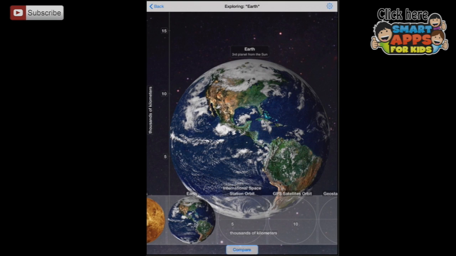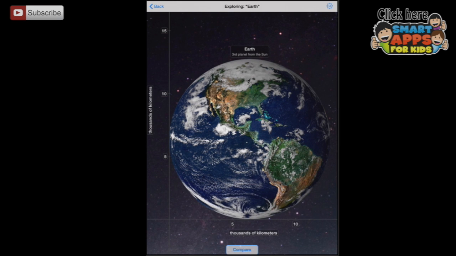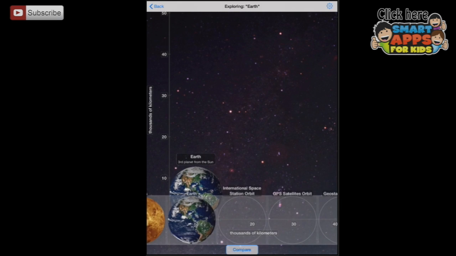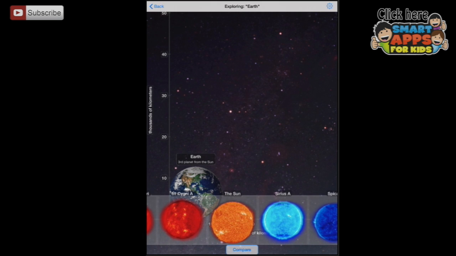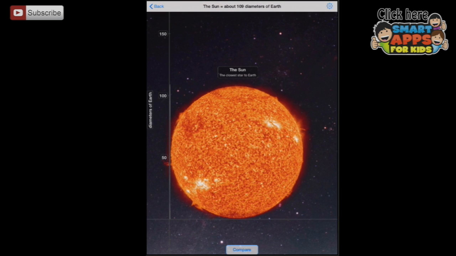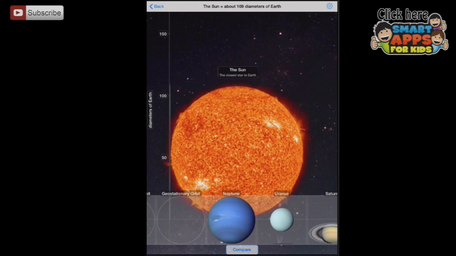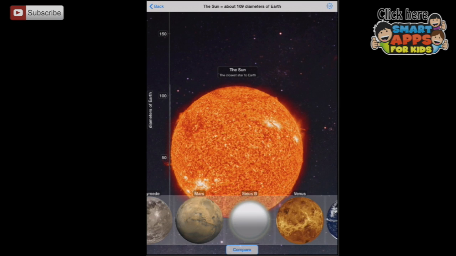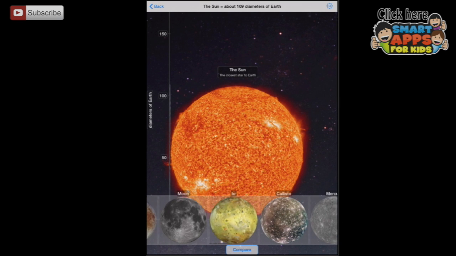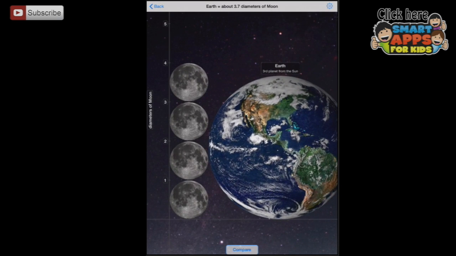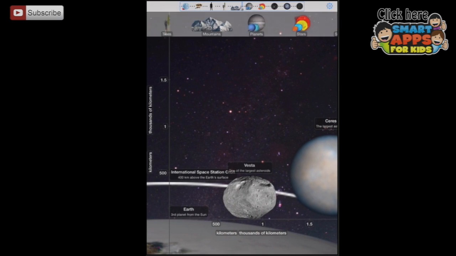So let's explore the Earth. So I'm sure a lot of children ask, how big is the Earth compared to the Sun? So if we compare Earth, let's go and find the Sun. We're going to have to scroll along. Here we go. The Sun equals about 109 diameters of Earth. Holy moly. So the Sun is huge compared to the Earth. What about compared to our Moon? Let's go back down and see if it will let us have a look. So Earth to the Moon. Earth equals about 3.7 diameters of Moon. So there we go.